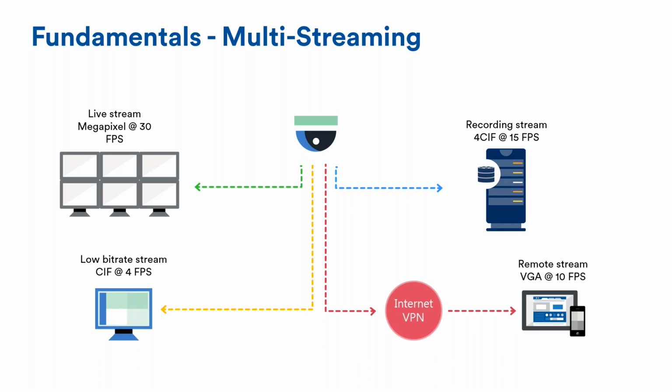So, here in the slide, we have an example, live stream megapixel 30 frames per second, but we're recording at 4SIF 15 frames per second. And we have video going to mobile phones at VGA and 10 frames per second. So if the cameras themselves support that, we support that in the configuration.